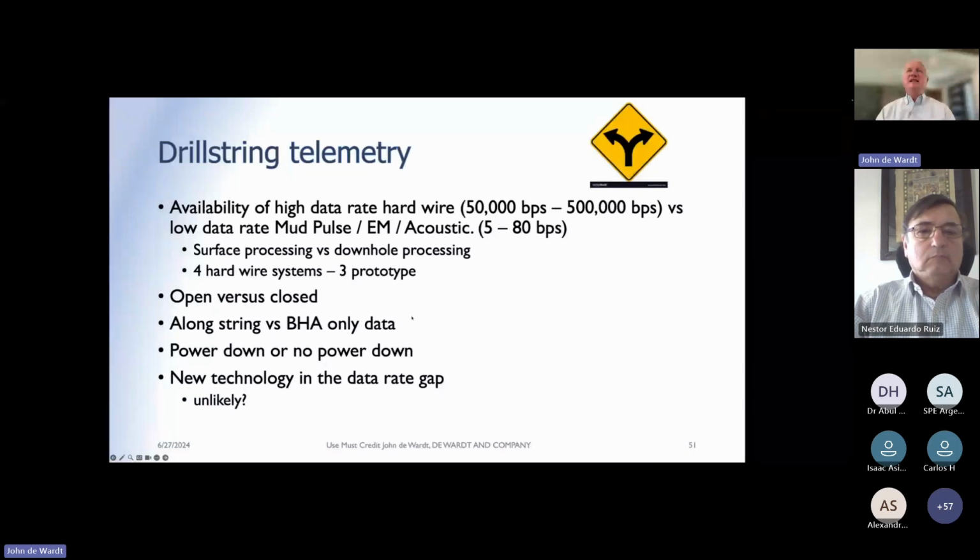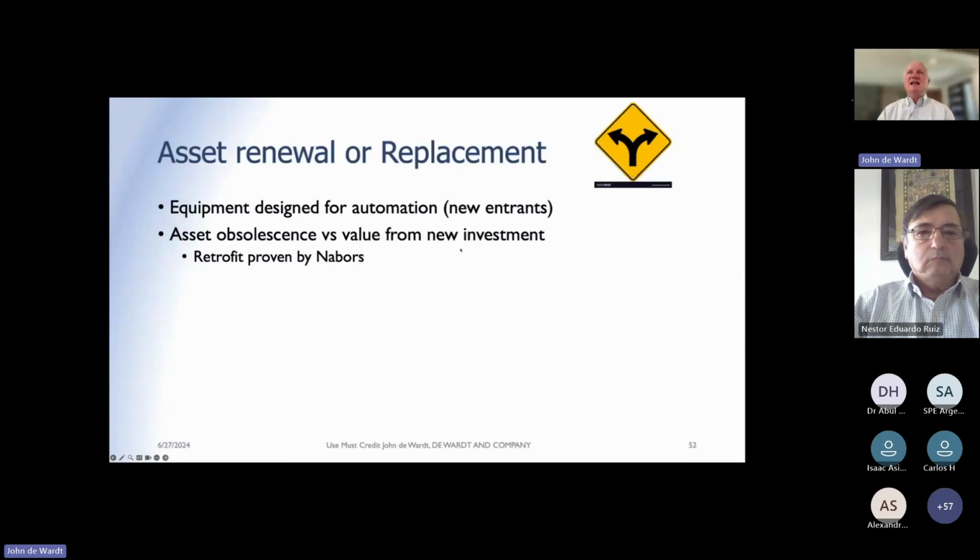And of course, as we get digitalization of field development planning and we get faster development loops, then that real-time data from drilling one well may have a huge impact, and you'll see an uptake on these hardwire systems. Asset renewal or replacement, I basically discussed that before when you look at the fully automated special rig from Neighbors and then the application to current rigs.